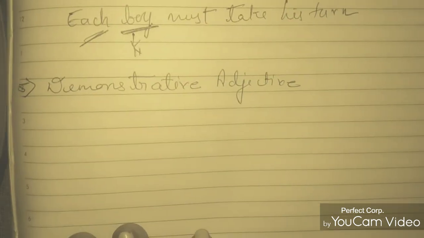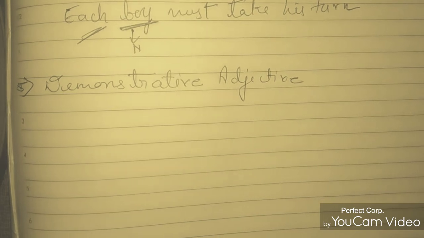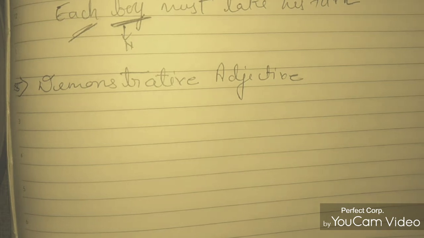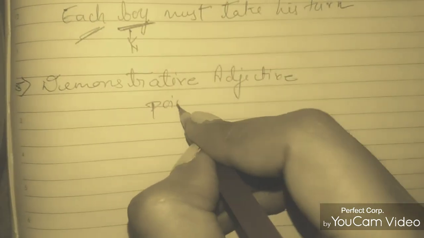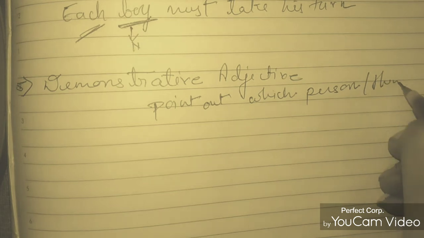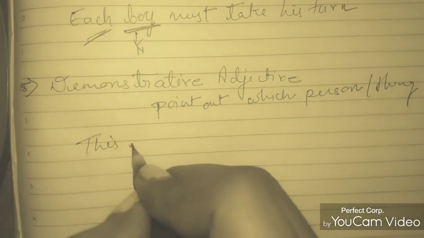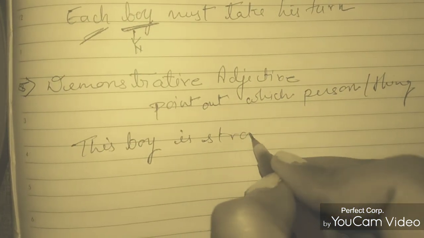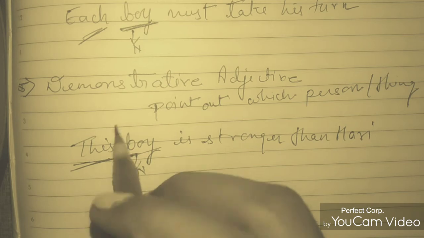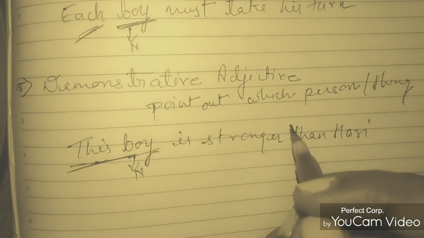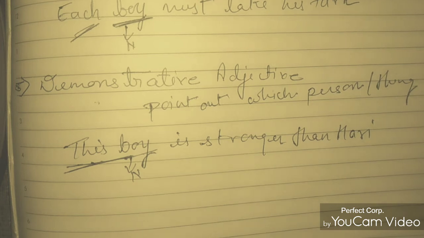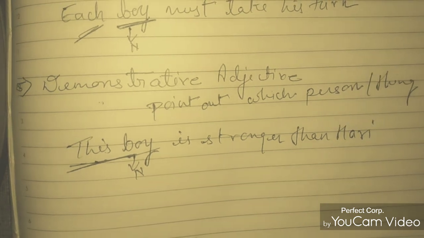The next one is demonstrative adjective. What is a demonstrative adjective? Demonstrative adjectives point out which person or thing is meant. Like I say, this boy is stronger than Hari. This boy is a noun phrase. So this boy, that boy, these girls, those girls are called demonstrative, meaning pointing out. We are pointing at them. These are called demonstrative adjectives.